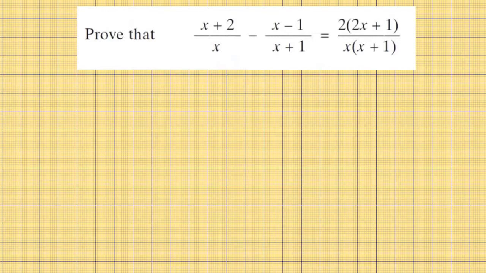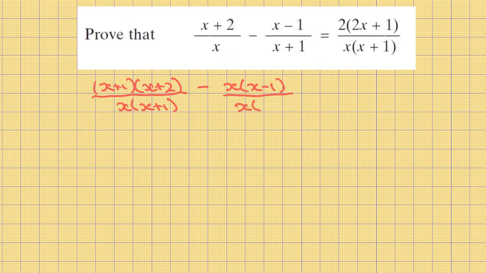The first thing we need to do is to get both fractions over the same denominator. If I multiply the top and bottom of the first fraction by x plus 1, I get x plus 1 times x plus 2 all over x times x plus 1, minus, then multiply the second fraction top and bottom by x, x minus 1 all over x times x plus 1.